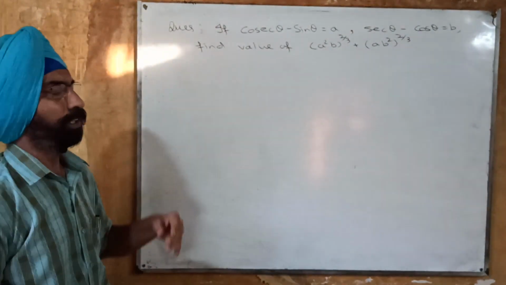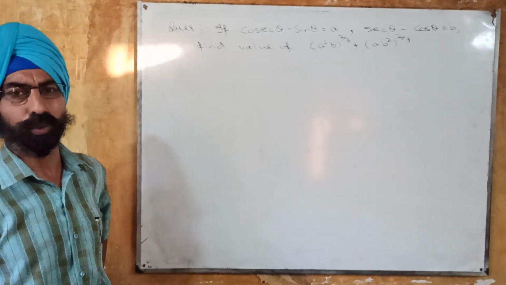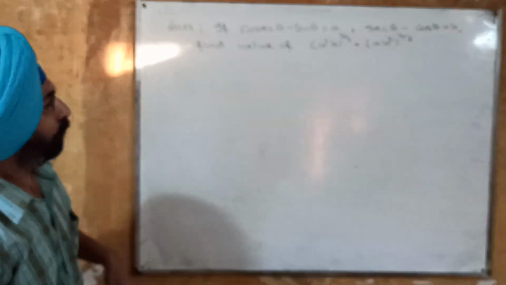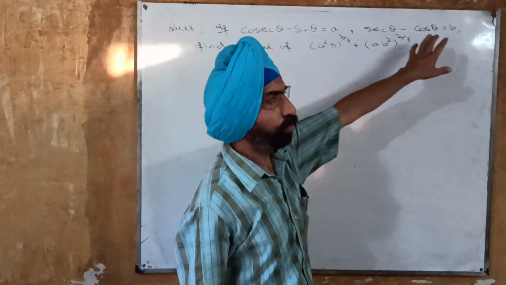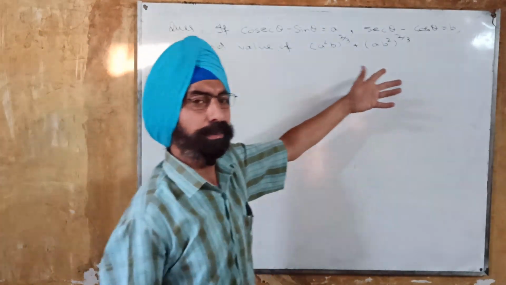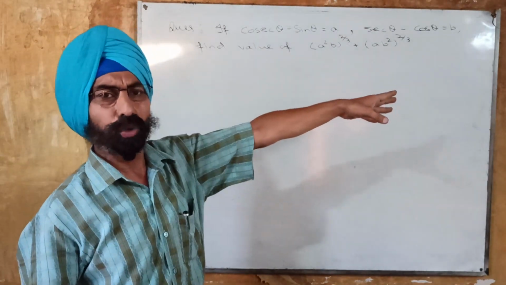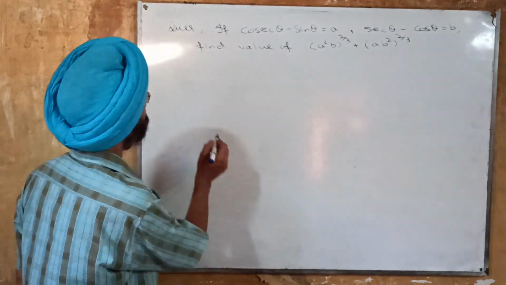We are given that cosecant theta minus sin theta is equal to A and secant theta minus cos theta is equal to B. So first I'll solve these two and try to find a little bit easier values for A and B, and then I'll substitute the values to evaluate the required term.